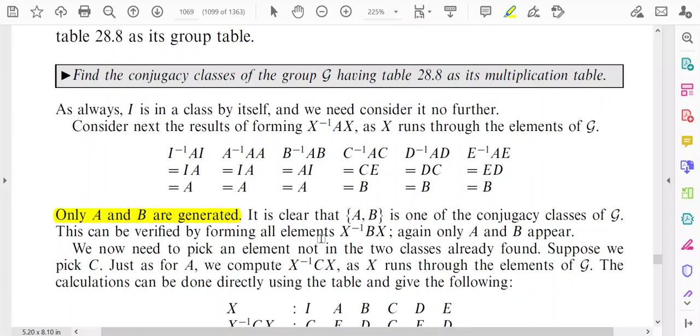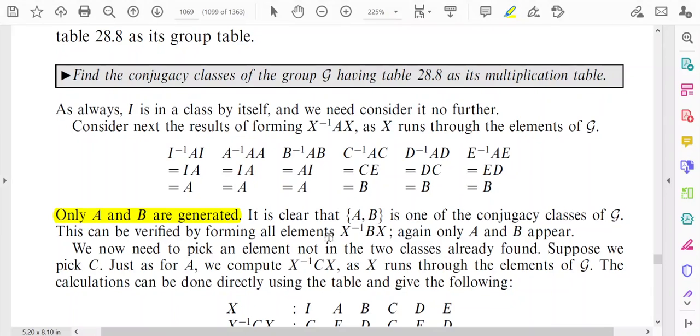Similarly, we can also check if we use x inverse B into x, as we started from x inverse A into x. By the same method we can show that in each case either A or B is generated. So it means that A and B are conjugate elements and they form a particular class. So A and B, these two elements, form a class.